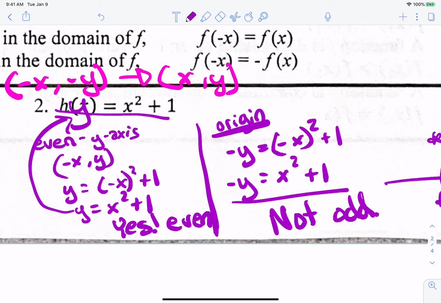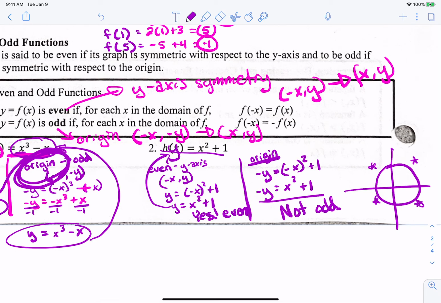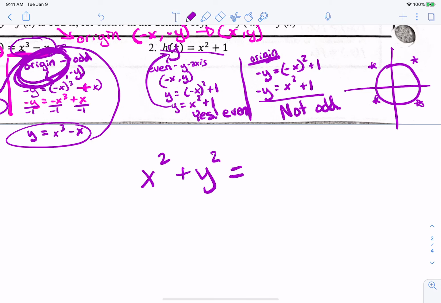What would the equation look like if it was a circle? It has to be some form of x squared plus y squared equals a number, like 4. So this is the equation of a circle. The square root of 4 is the radius, so this is a circle with a center of 0, 0 and the radius is 2.